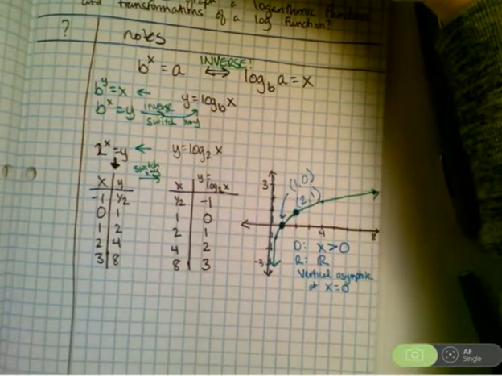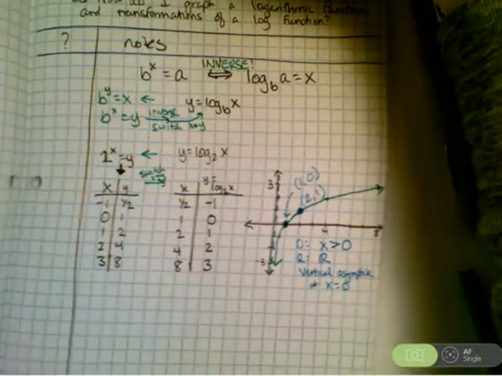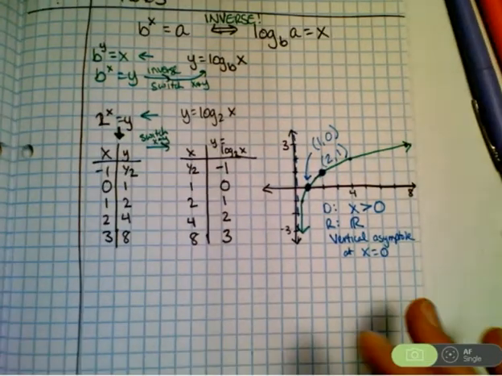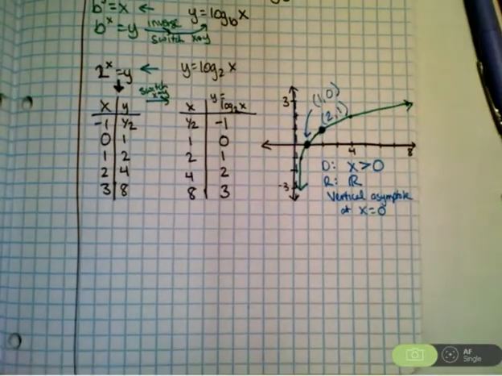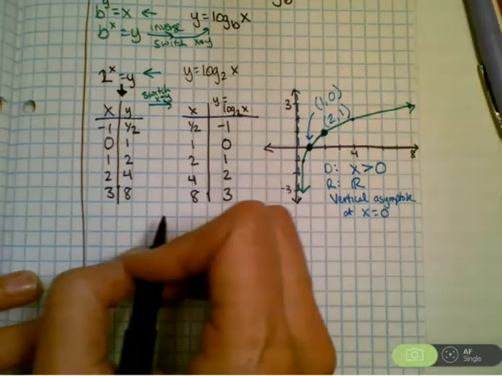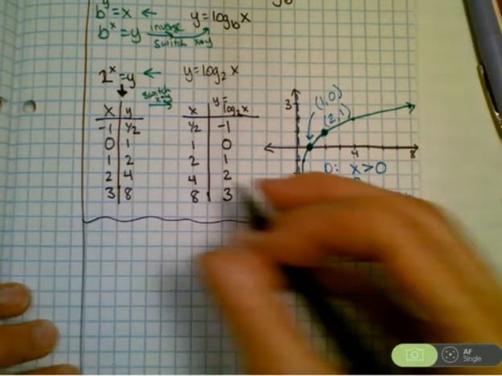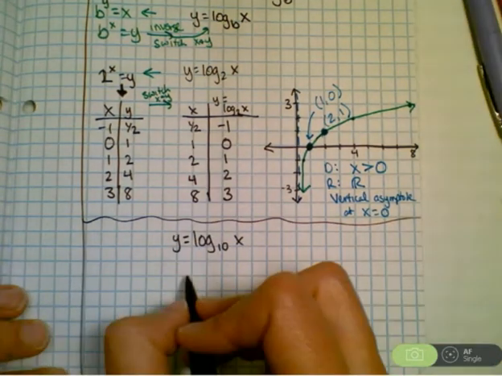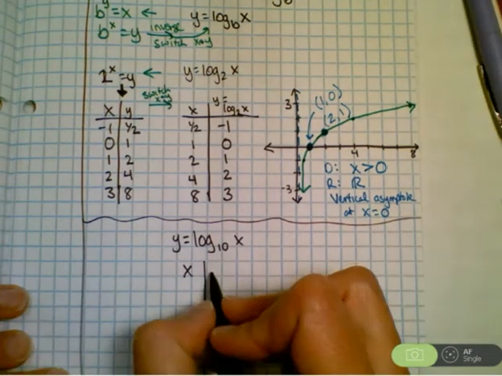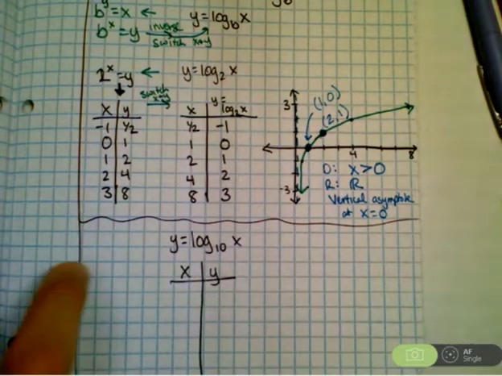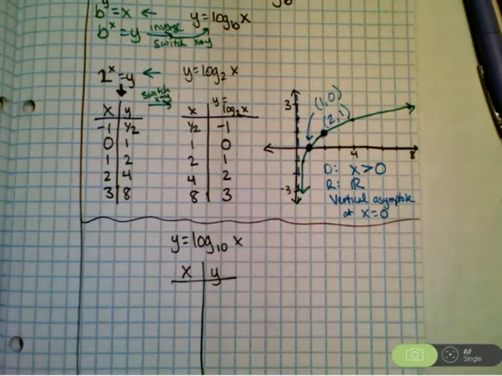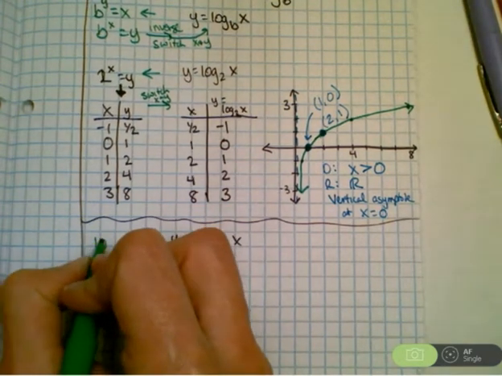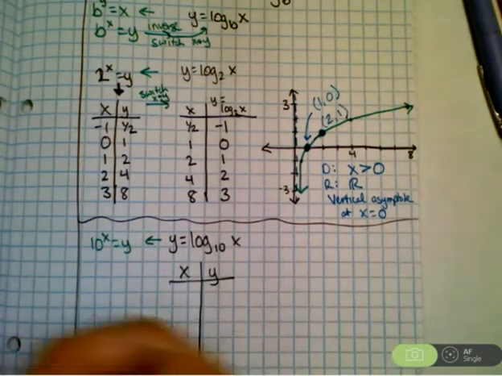So I just want to show you quickly what one more looks like, because the thing about logs is that different bases can also give us different graphs, just like different bases in our exponential functions give us different graphs. So if instead of log base 2 of x, we had, for example, log base 10 of x, and that was our y. So before we can make our table for this one, we need to think about what the inverse function would look like. So the inverse of that would be 10 to the x equals y.